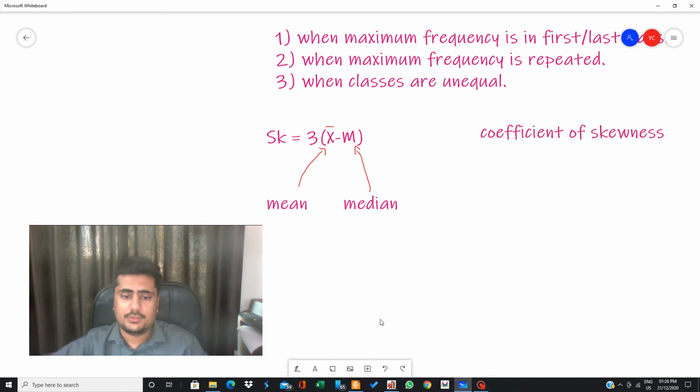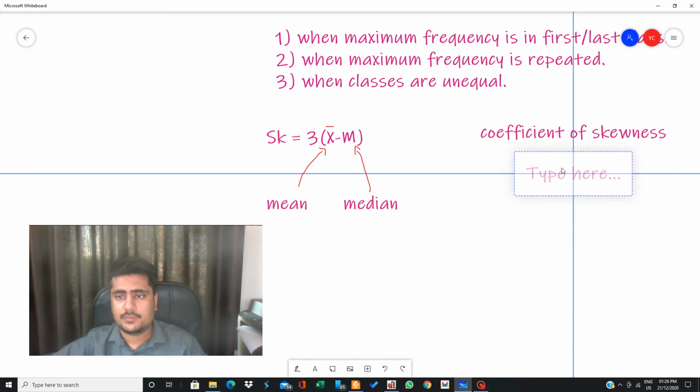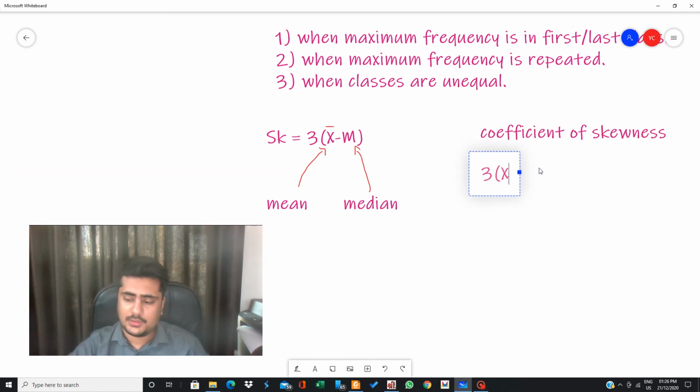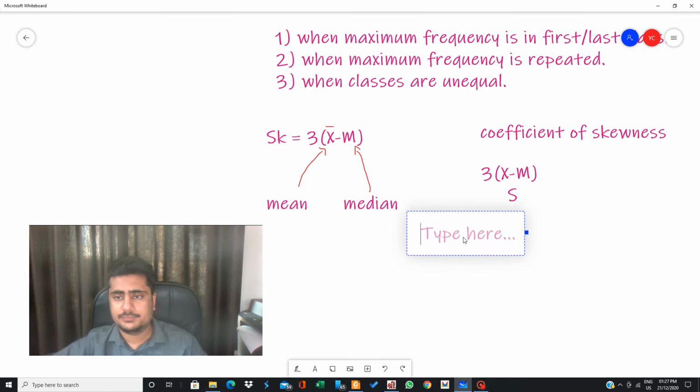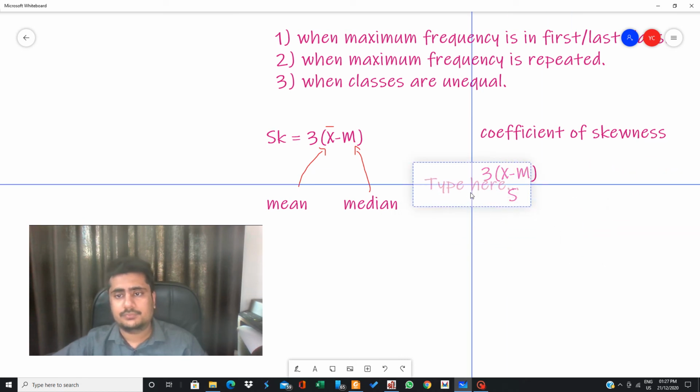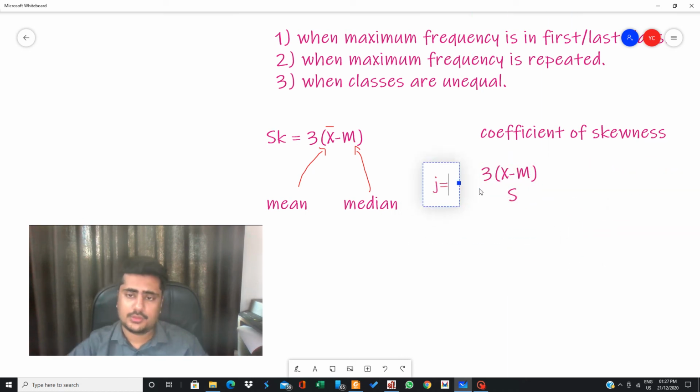Now what is coefficient of skewness? It's 3 into mean minus median upon standard deviation. Coefficient of skewness is denoted by J.